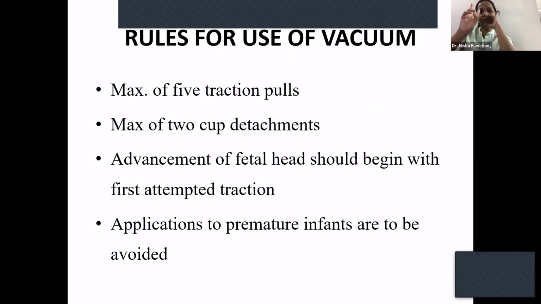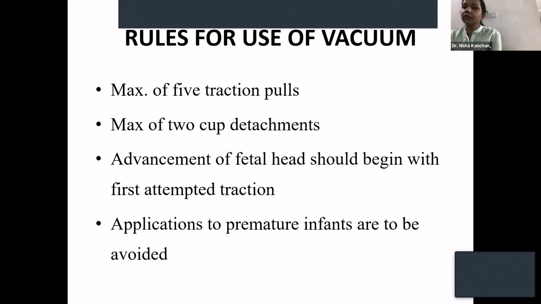Rules of vacuum: 2 cup detachments. Once your cup has detached, popped off, put it again. The second time it pops off, don't try vacuum again. 5 traction pulls: 5 times you can pull, during 5 contractions. If the baby is not delivered, you wait for about 15 minutes since the start of application of vacuum. Within 15 minutes of application of vacuum, if your baby is not out, give up. Okay, go for a cesarean section.